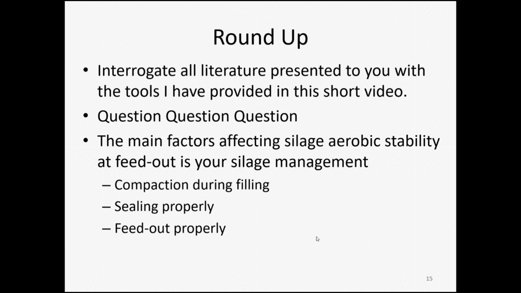And I just want to reiterate, the main factor affecting silage aerobic stability at feed out is your silage management. Compaction during filling, so even layers, making sure it's well compacted. Sealing properly, making sure that all around the edge of that clamp is well sealed, that no oxygen or air can penetrate that clamp, and that the CO2 that's produced during that fermentation is trapped in that. And then feeding out properly, making sure that you feed out with a sharp cutting implement to maintain a solid face and that you feed out rapidly across that clamp face. And all of those things will help to improve your silage aerobic stability, reduce those losses.